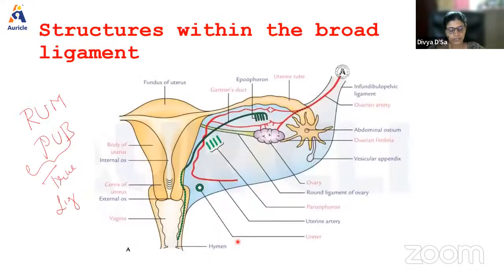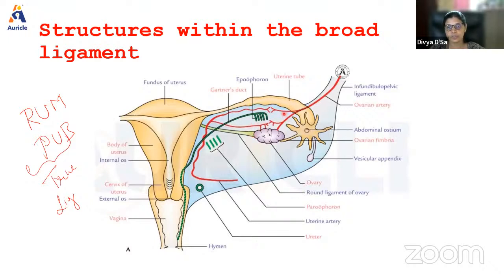Structures within the broad ligament is commonly asked as a 3-mark question or an MCQ. What you have to know is the structures present here. This entire thing is the broad ligament. We see the round ligament, part of the ureter, the uterine artery, and the paraoophoron and epoophoron, the Gartner's duct.